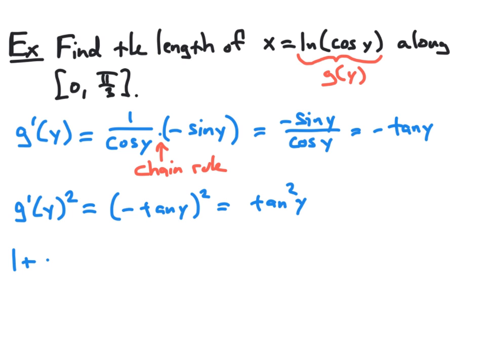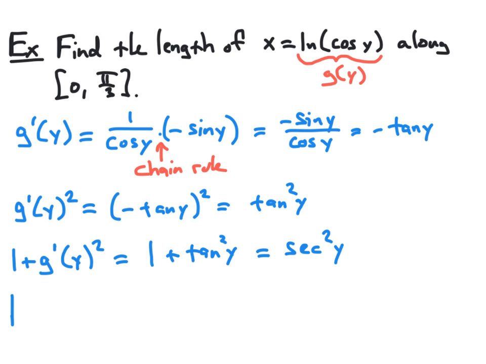We then want to add 1 to that expression. And so we're simply going to have 1 plus tangent squared y. And recalling a fundamental trigonometric identity, 1 plus tangent squared of y is always going to equal the secant squared of y.